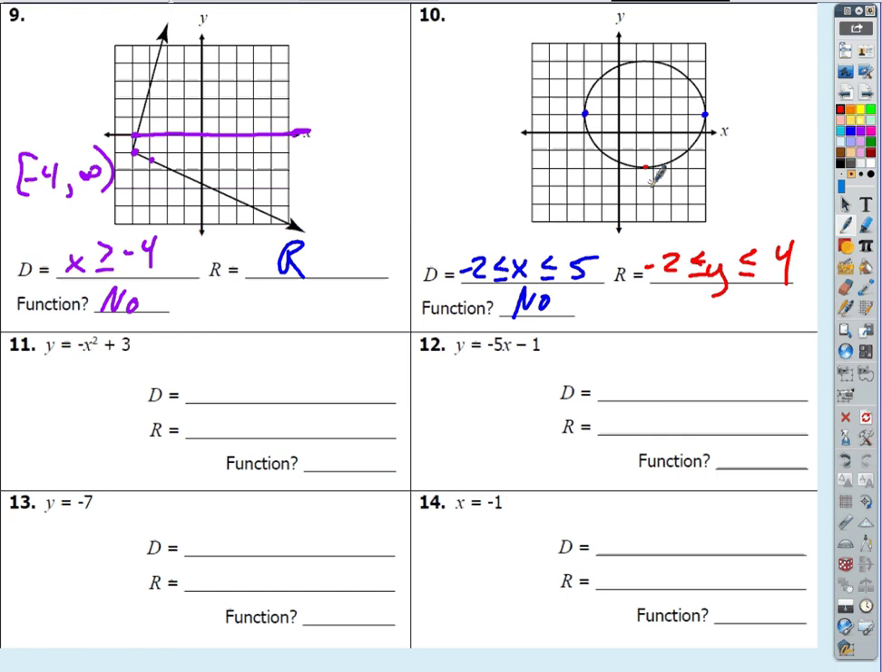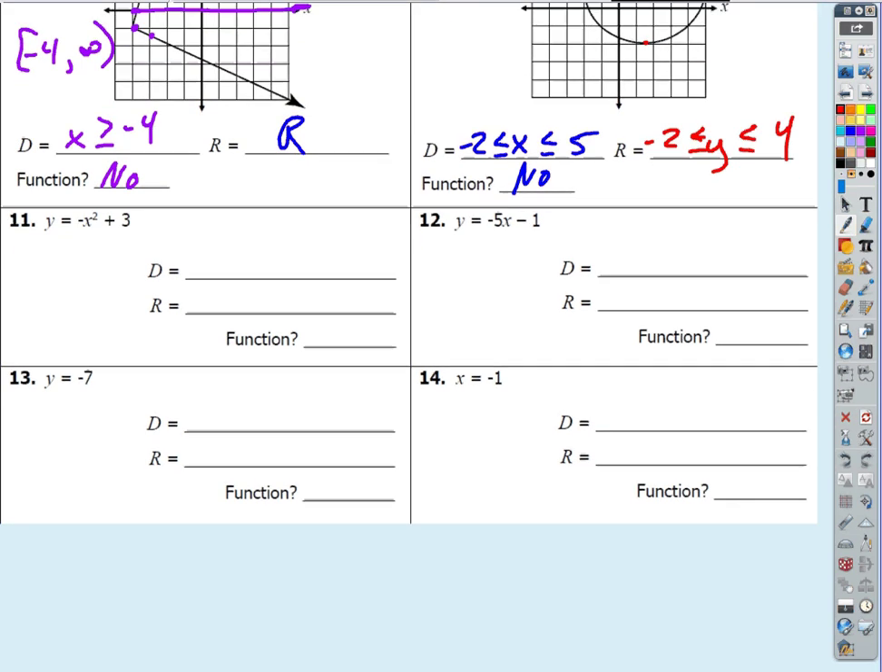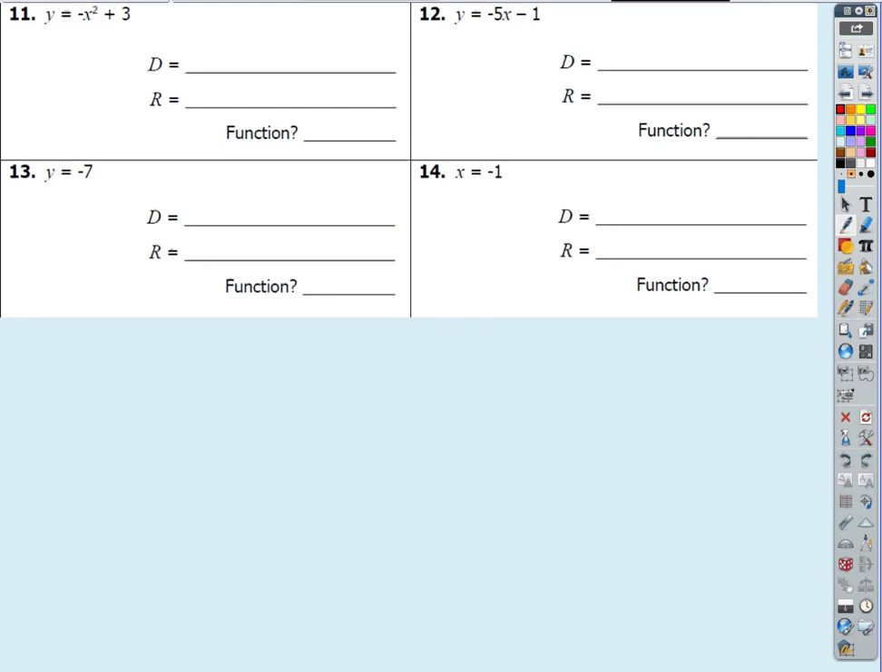Okay, but we're talking about the range. We don't care about the x values there, right? All we're concerned about are the y values. If I squeeze this thing up and down, not this way, horizontal. Oh, got it. Okay.